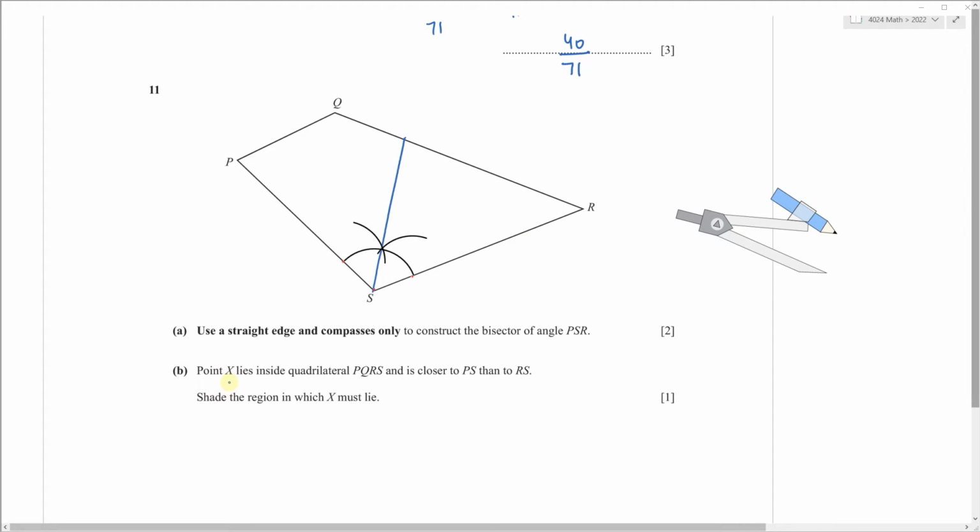Part B is: point X lies inside the quadrilateral PQRS and is closer to PS than to RS. Shade the region in which X must lie. So it's inside the quadrilateral.